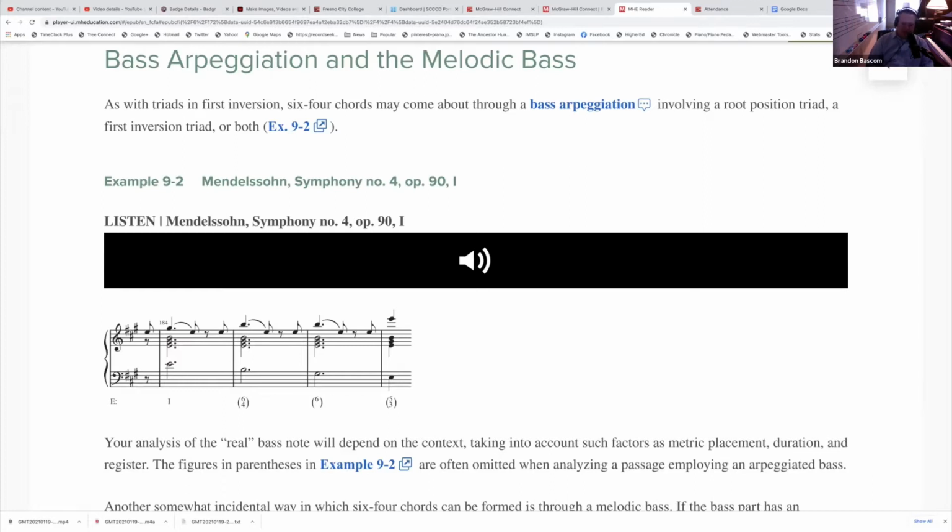Your analysis of the real bass note will depend on the context, taking into account such factors as metric placement, duration, and register. The figures in parentheses are often omitted when analyzing a passage employing an arpeggiated bass.